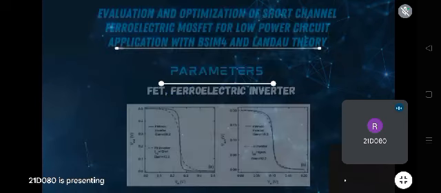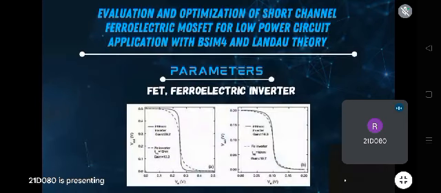Next, we are going to see one more different paper, which will be explained by my teammate Kurunji.